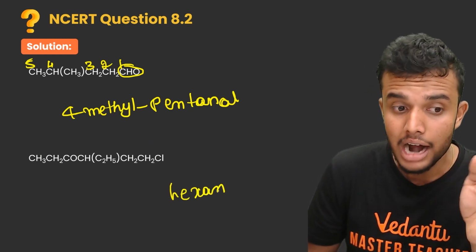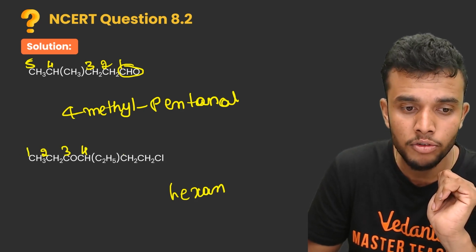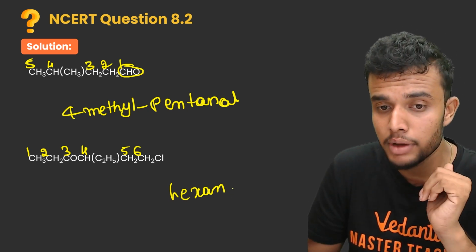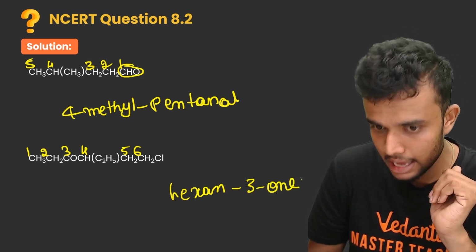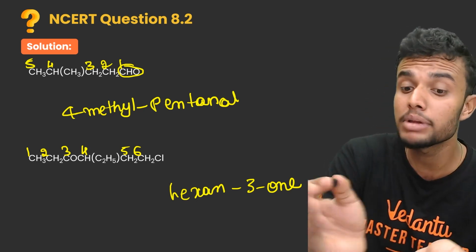And at third position, the numbering becomes like this, right? 1, 2, 3, 4, 5, and 6. At third position, the functional group is present. That's why hexan-3-one. Right? Why? Because the ketone functional group is present. That's why the suffix becomes -one.